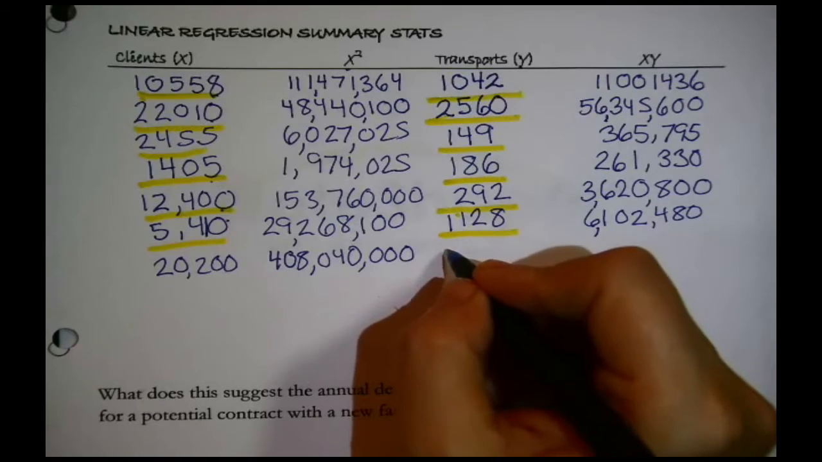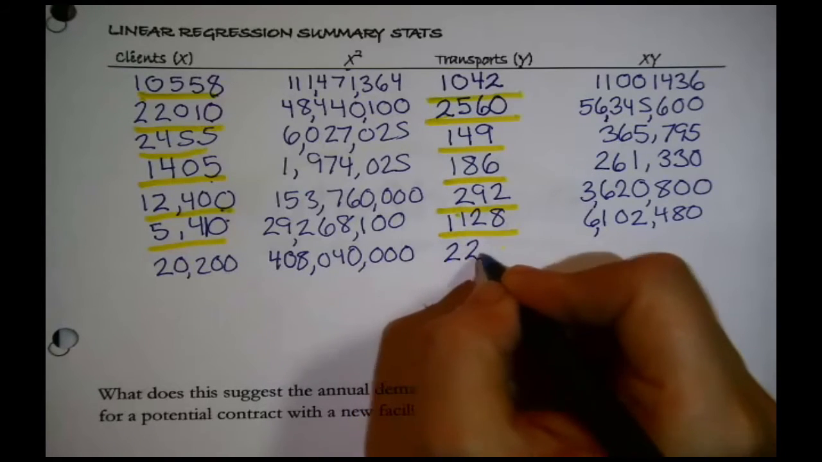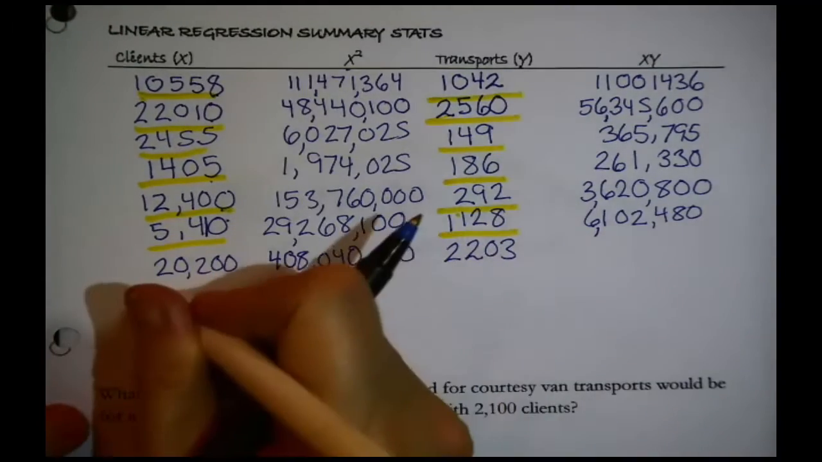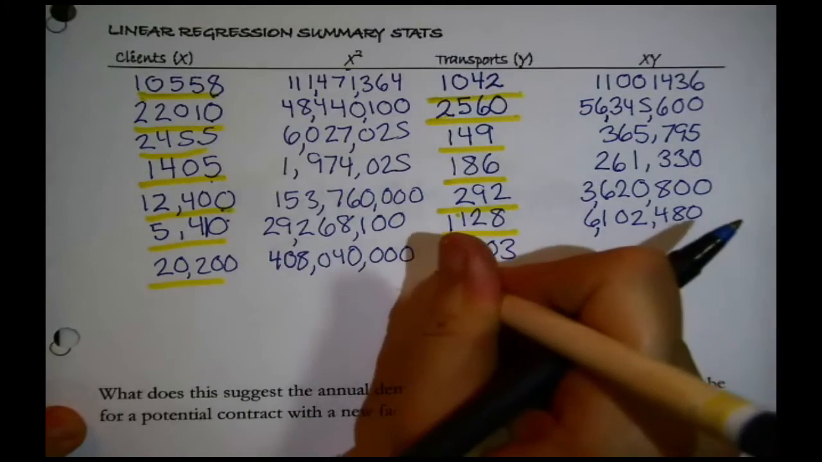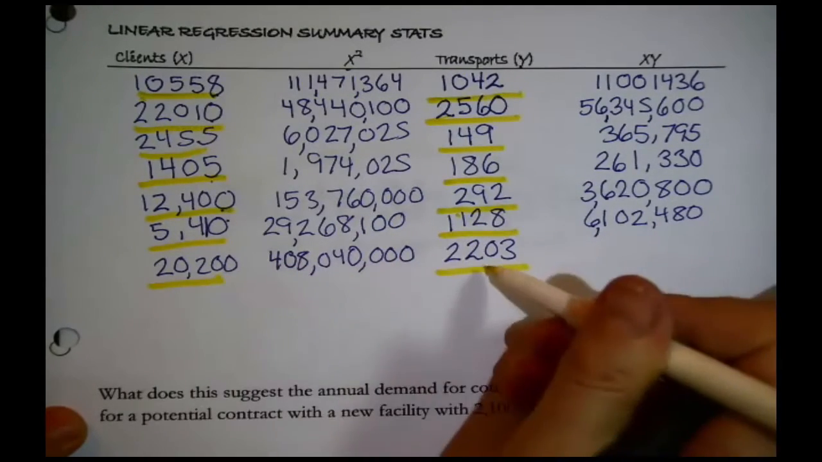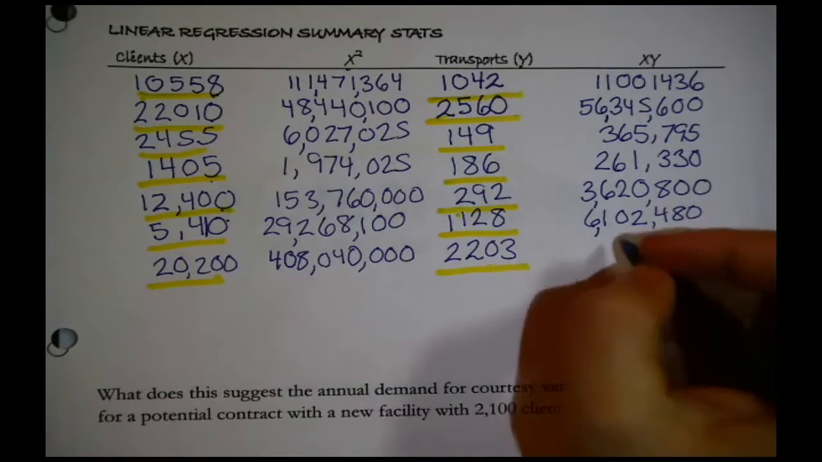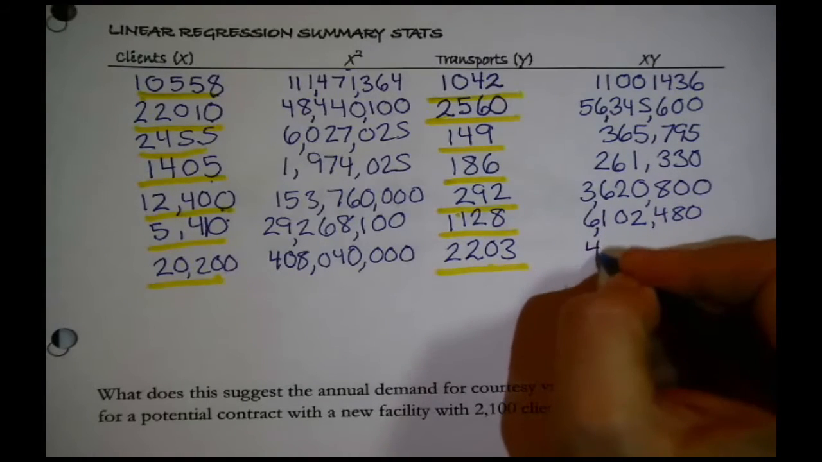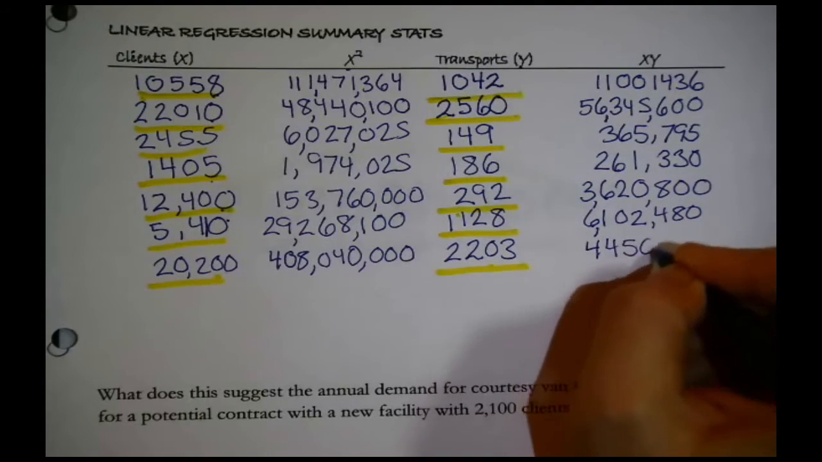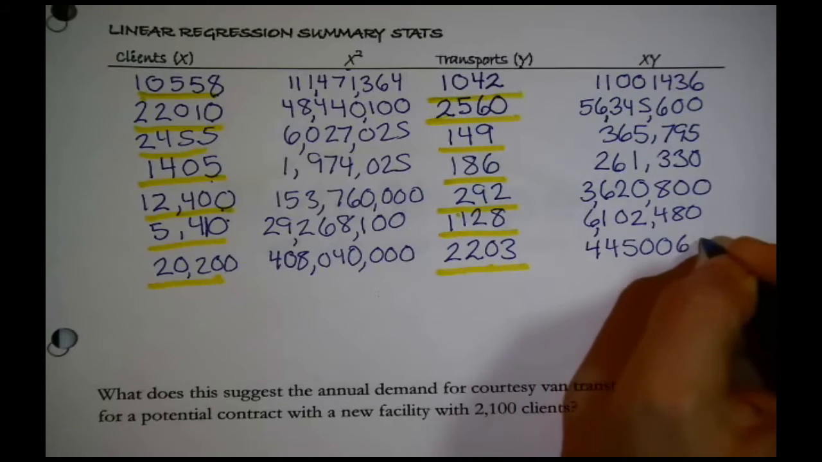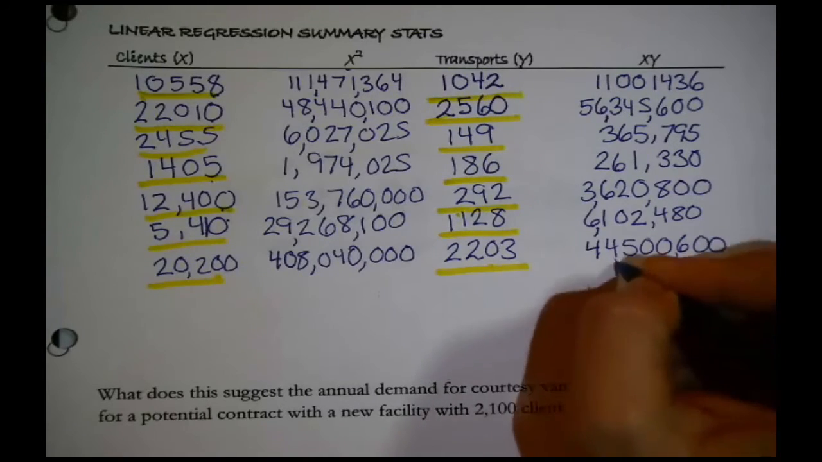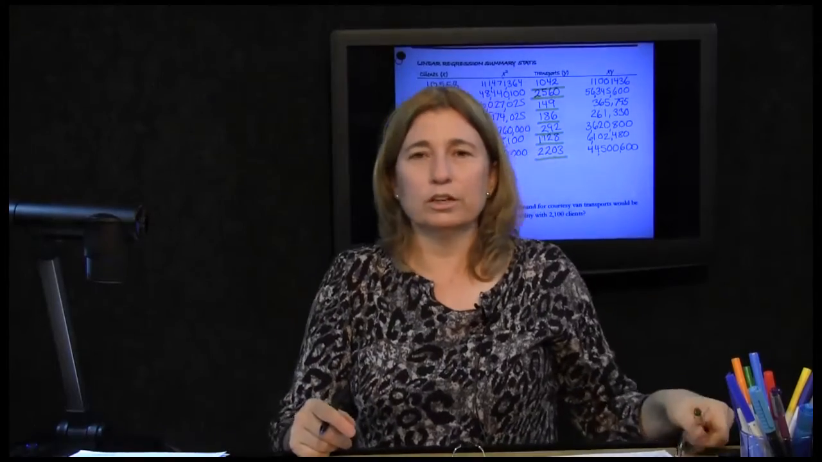From the data, 2,203. Last calculation, or subcalculation, what is this number times that number? X times Y. I get, okay, 445,006,000. And I had said last subcalculation. All right, now we've done it for all 7.